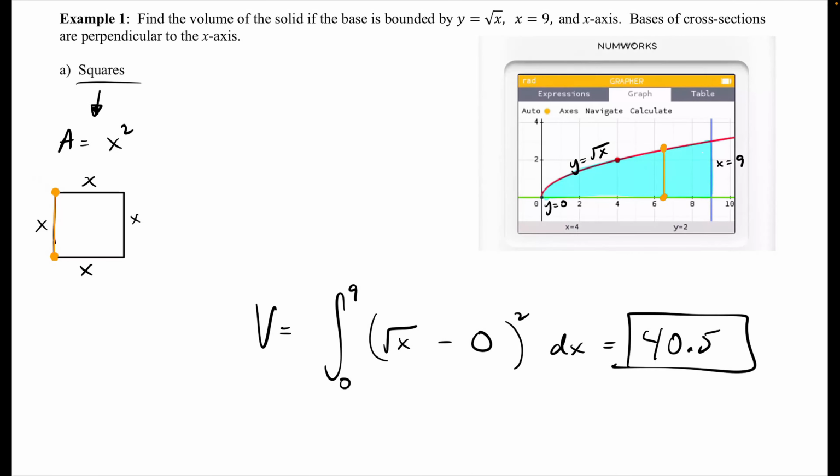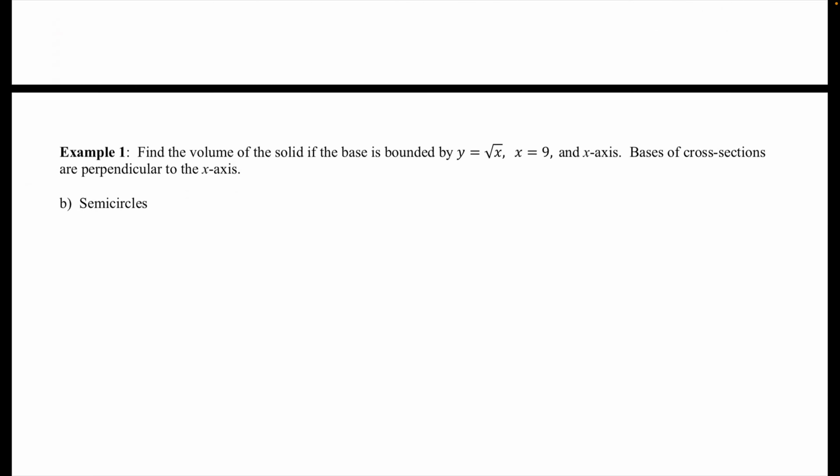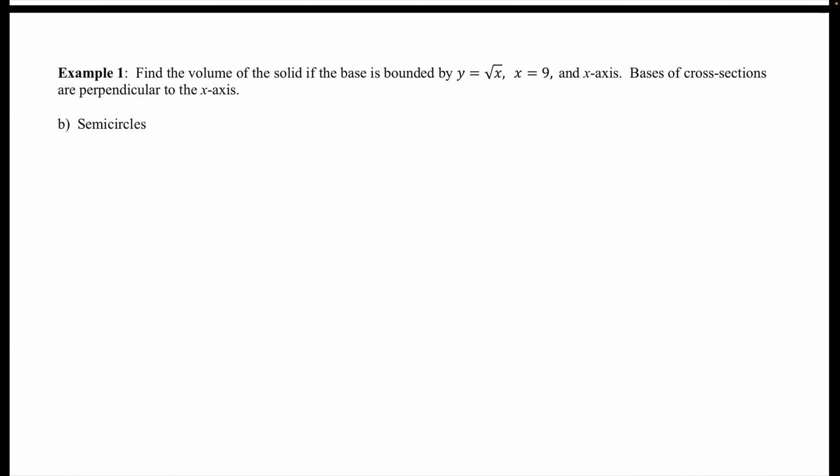Okay. So now, let's go to B. B is exactly the same graph. So redraw that graph because it's exactly the same. The only difference is it's not squares, it's semicircles. So take a minute to redraw the graph because it's the same thing. It's the same three graphs.